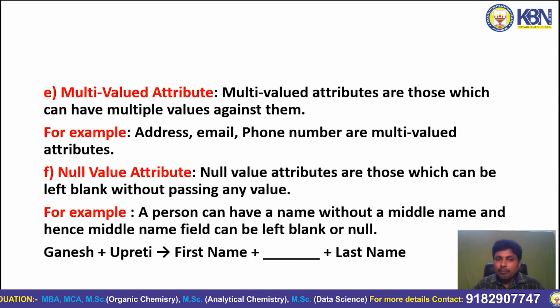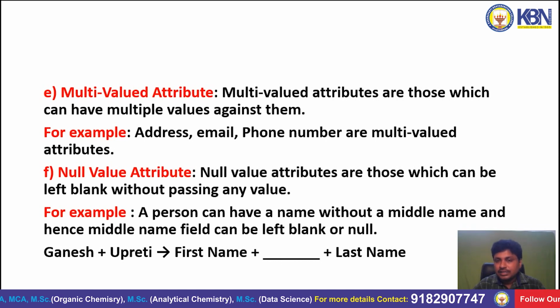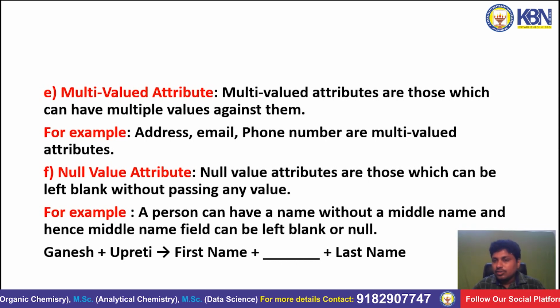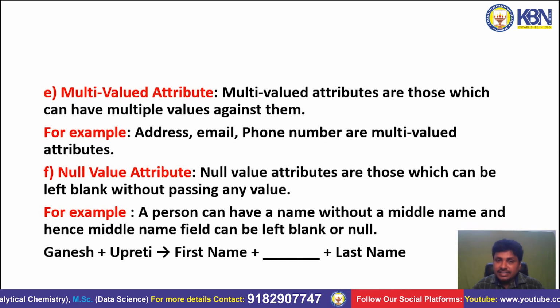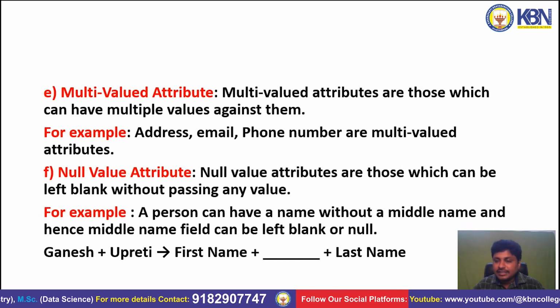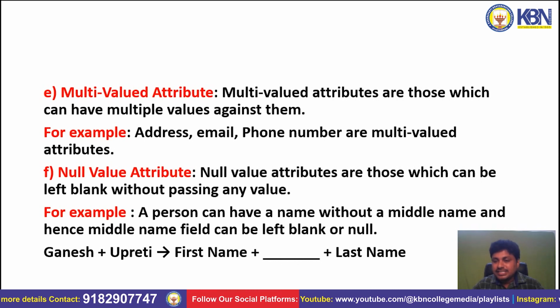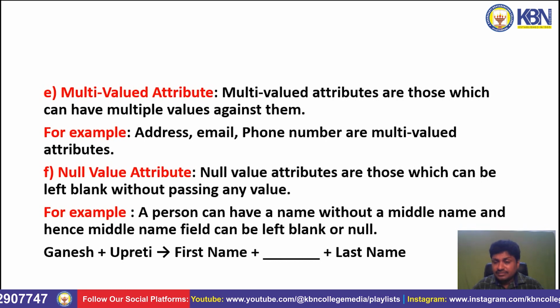Next we go for the multi-valued attributes. The multi-valued attributes are those which have multiple values against them. That means we can take address as an example. Some of the members in the cities maintain the door number, flat number, street. So these are combinations. That means we are entering multiple values. That is nothing but the multi-valued attributes. So we take address as one of the examples.